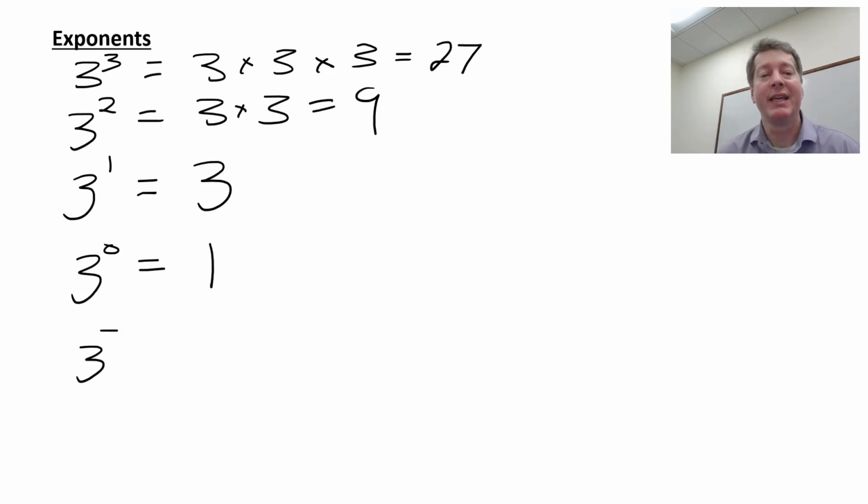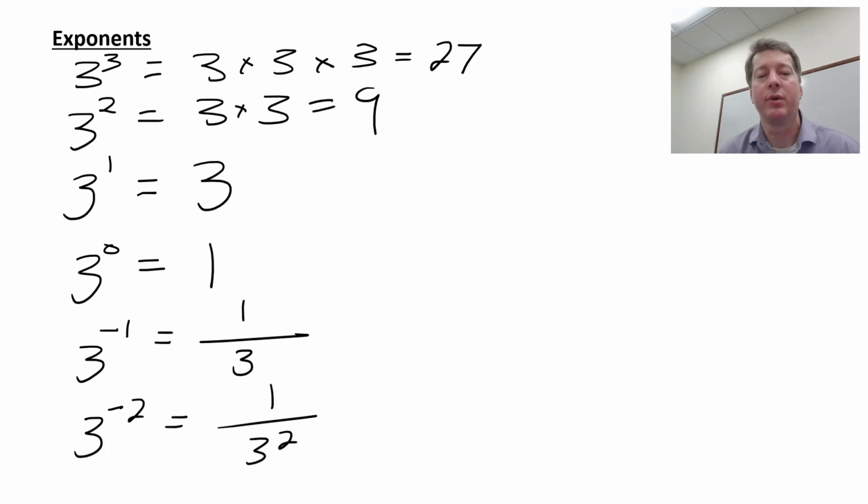How about 3 to the negative 1? If you see the negative sign, write 1 over. It's 1 over 3 to the positive 1, or just 1 over 3. Here, I'll erase the 1. So it's just 1 over 3. 3 to the negative 2 is 1 over 3 to the positive 2. It's 1 over 9, it's 1/9.